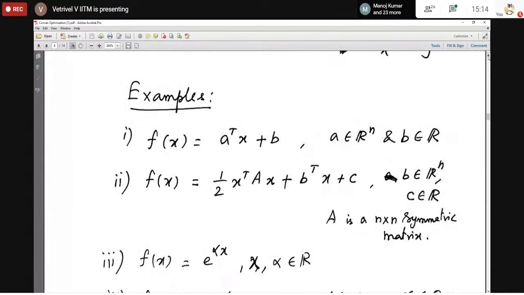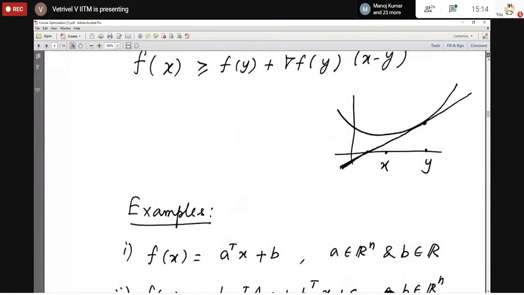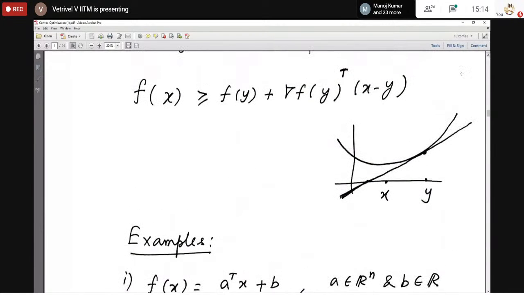So these are the two. This is the definition of convexity. Here itself we can see that if the gradient is 0, then we can say that f of y is greater than or equal to f of x for all y. So therefore we can say the minimum is satisfied.